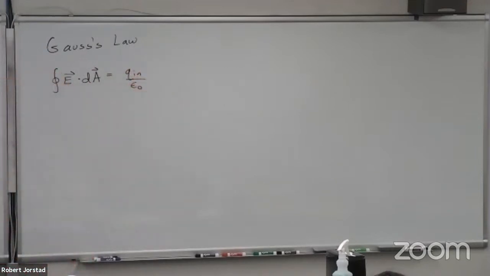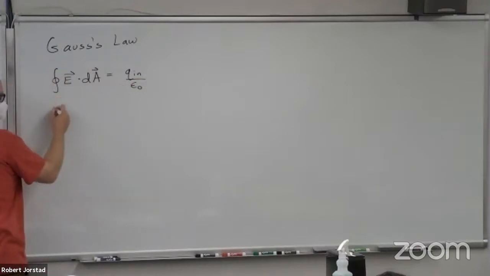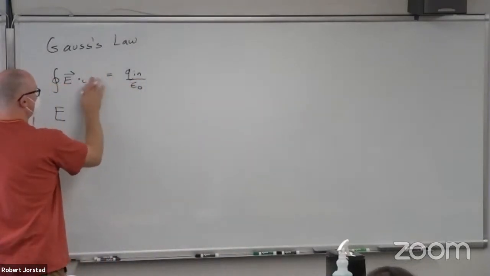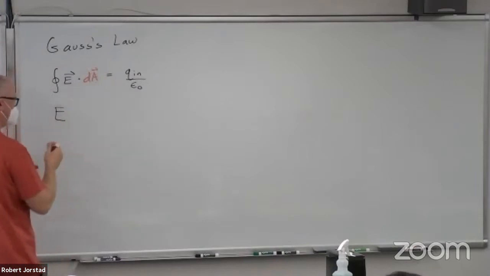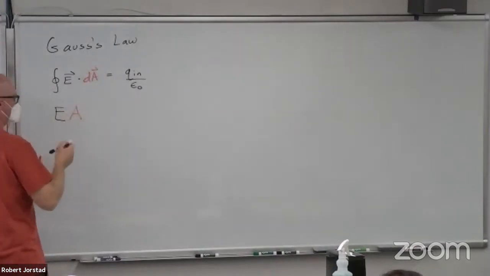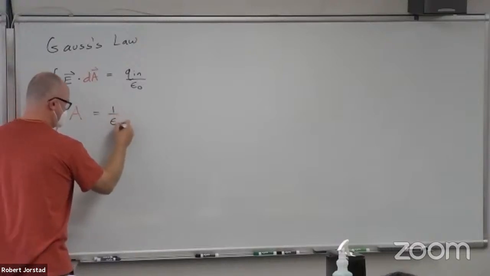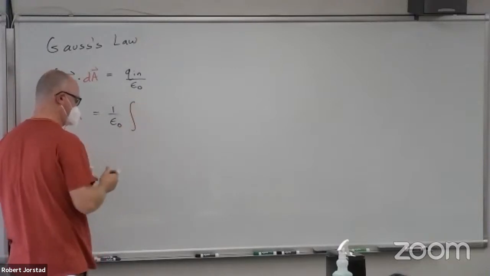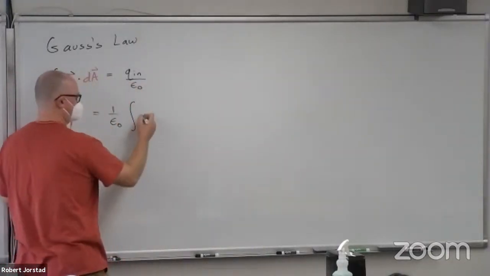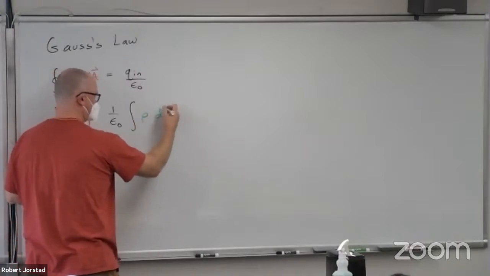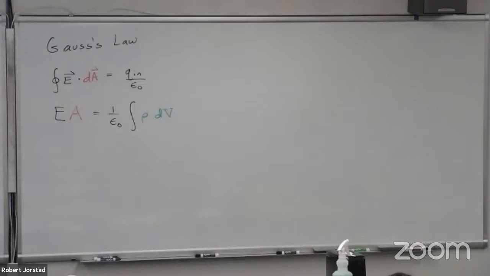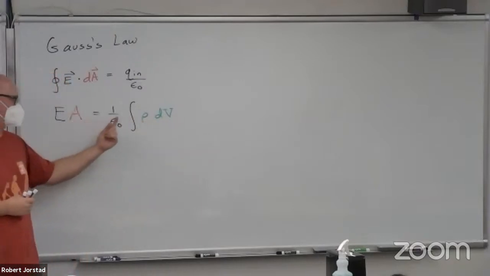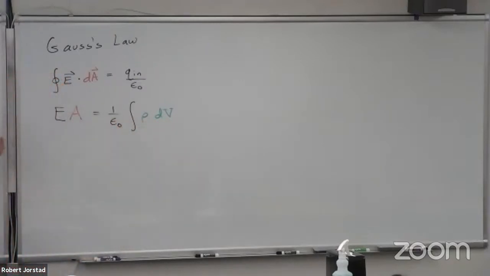And then in practice, didn't we almost always just change this to EA? And I'm going to color that red for a second. It was equal to 1 over epsilon naught. The most general way to get Q enclosed, we sometimes had to do an integral. You remember that? There's an integral of rho dV. In a lot of these problems, it was, what's the area I need, what's the rho, and what's the dV? So the colored parts here are the nuts and bolts of this.